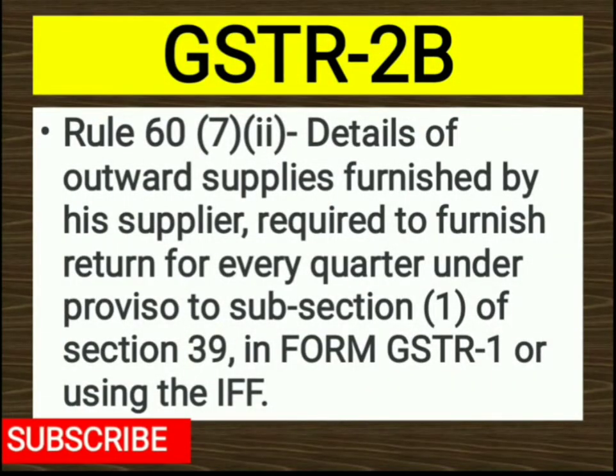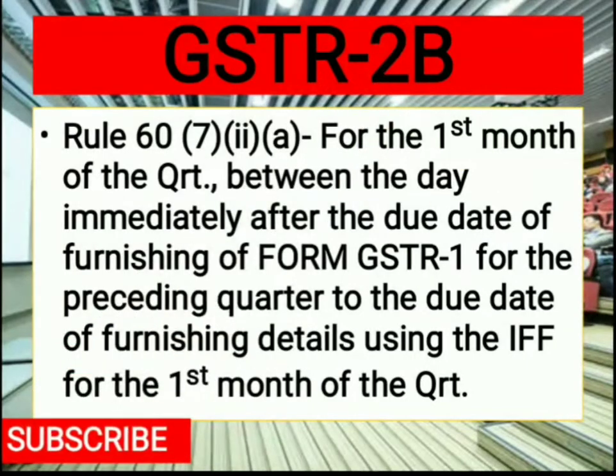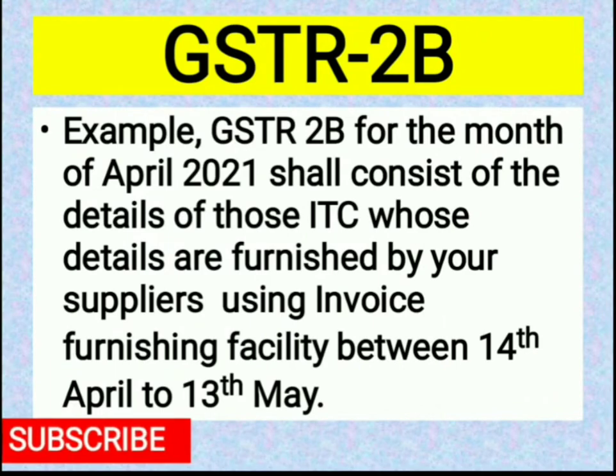Further, it is said in this clause that details of outward supplies furnished by his supplier required to furnish return for every quarter under proviso to subsection 1 of section 39 in Form GSTR 1 or using the invoice furnishing facility, as the case may be, for the first month of the quarter, between the day immediately after the due date of furnishing of Form GSTR 1 for the preceding quarter to the due date of furnishing details using the IFF for the first month of the quarter. Say for example, GSTR2B for the month of April 2021 shall consist of the details of those ITC whose details are furnished by your supplier using invoice furnishing facility between 14th April to 13th May.